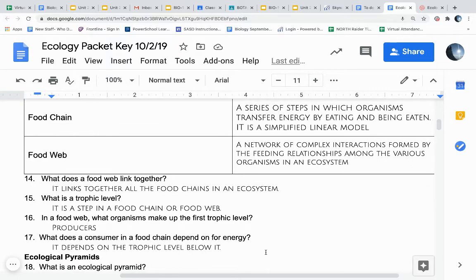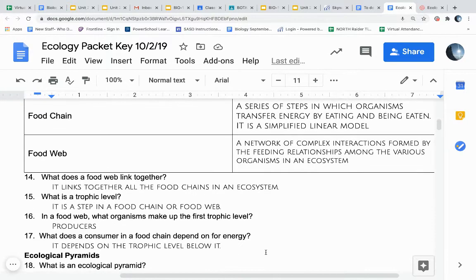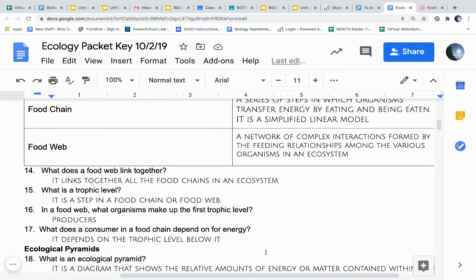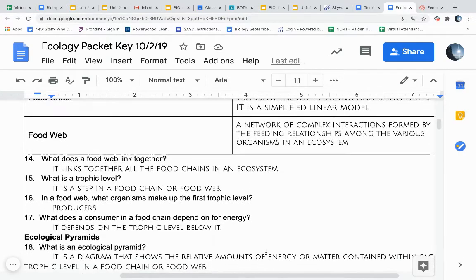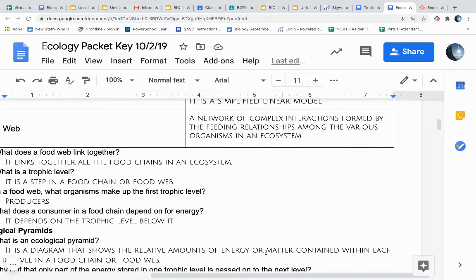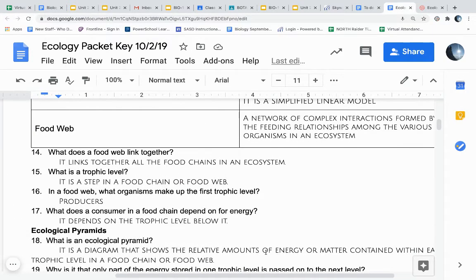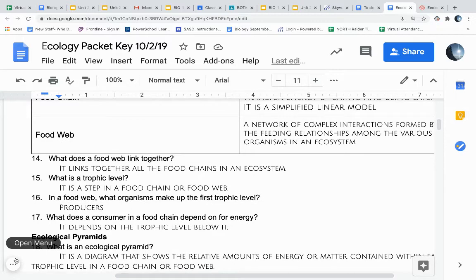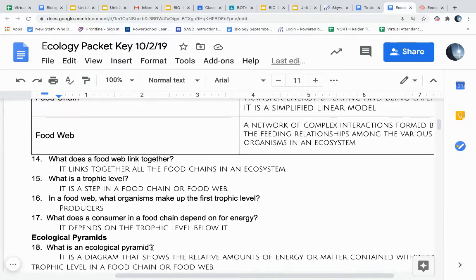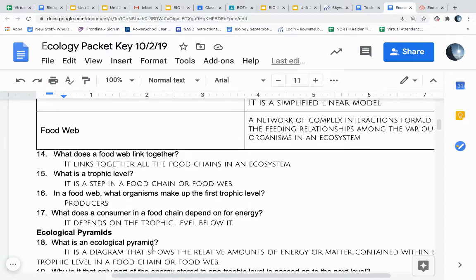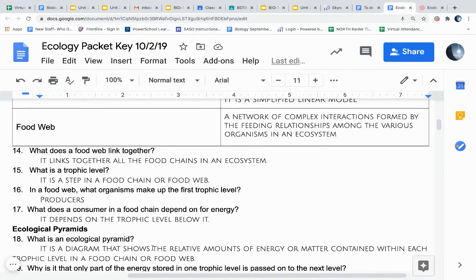18. What is an ecological pyramid? So an ecological pyramid is a diagram that shows the relative amounts of energy or matter contained within each trophic level in a food chain or a food web. So we're going to see that essentially as matter cycles in a pyramid, it tends to stay relatively similar, but as energy flows up a pyramid, it's going to decrease at each trophic level by 90%. So only 10% is going to be left.